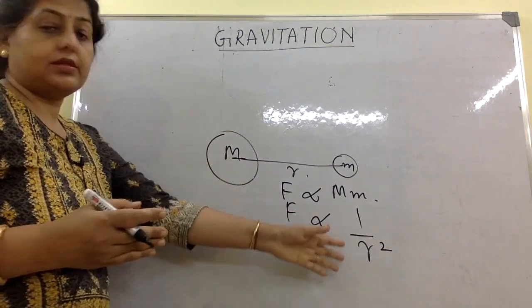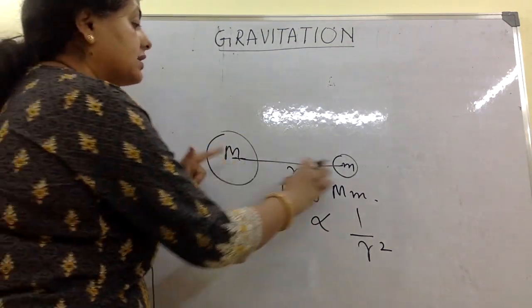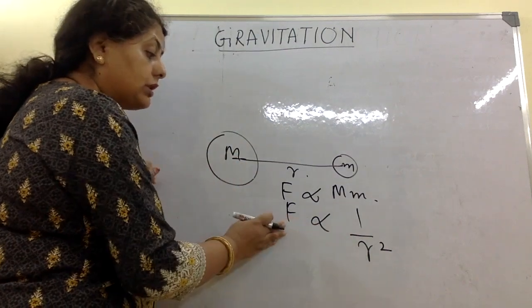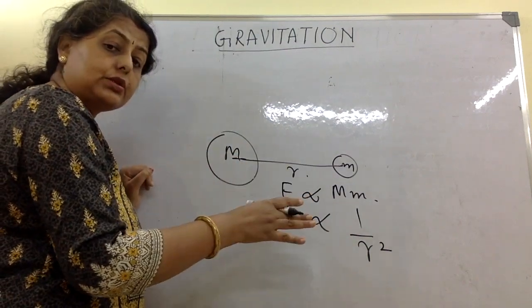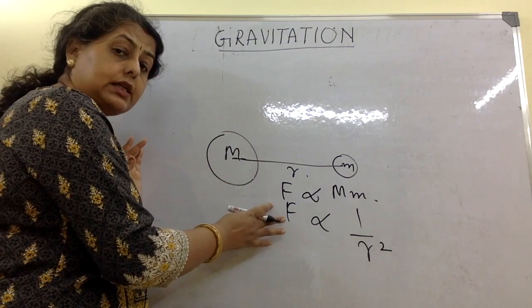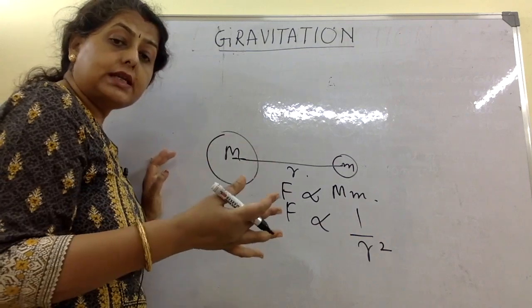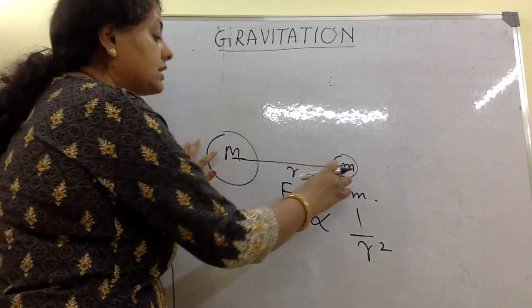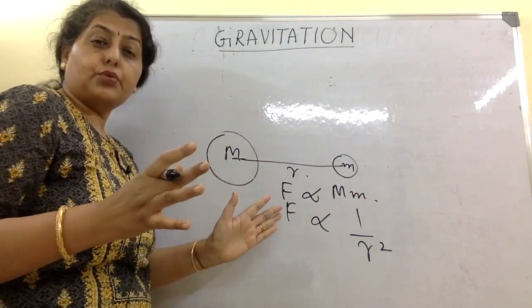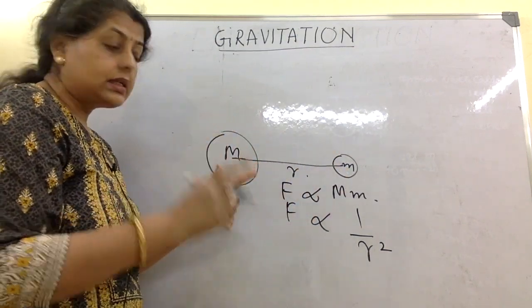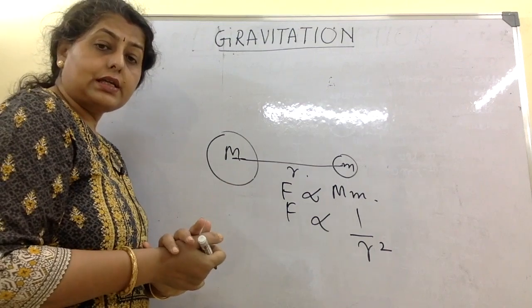Secondly, this force of attraction is inversely proportional to the square of the distance between them. This is not radius, it is the distance between them. You can also write it as d. In other words, the more the distance increases, the lesser is the force of attraction. The more the product of the masses increases, the more is the force of attraction.